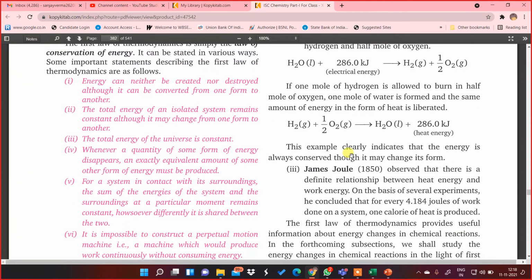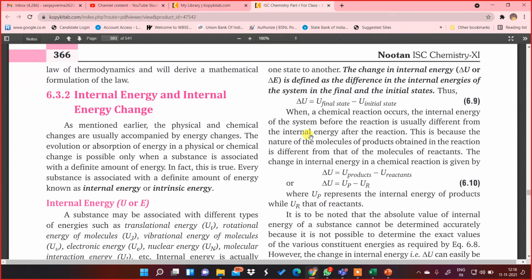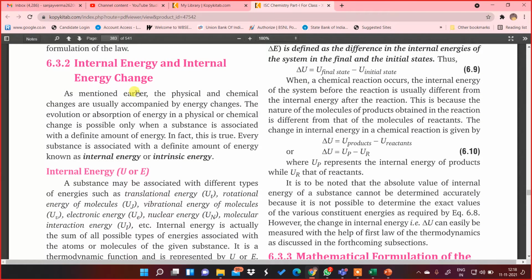Then after that, come down to internal energy and internal energy change. Now, what is internal energy? Let us understand that. I was telling you roughly in the previous classes that the energy content of a substance or any body is the internal energy. If I do work on a substance or a body, I am going to increase the internal energy. But if the system does work on the surroundings, then there is a decrease in the internal energy of the system. So on this basis, let us try and understand the meaning and the concept of internal energy and internal energy change.